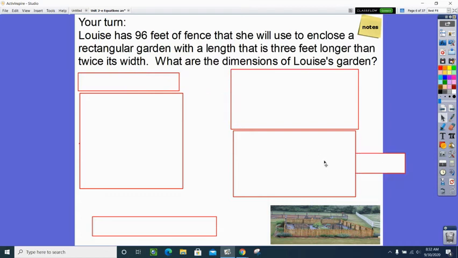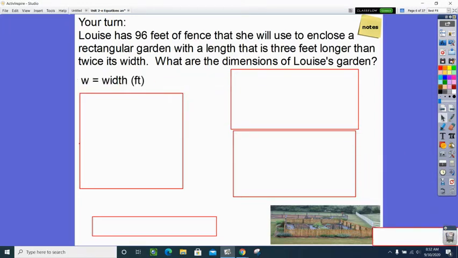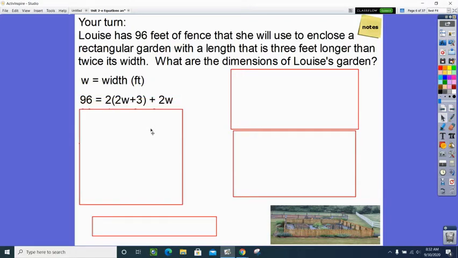Now remember, as we go that your variable could be different than mine, right? So I'm going to let W be the width and the units are feet. That's going to help me answer the question at the end without having to go look back in the verbiage as to what's going on. So the perimeter, 96, is going to equal 2 lengths plus 2 widths. Now remember that the length is 3 feet more than twice the width.